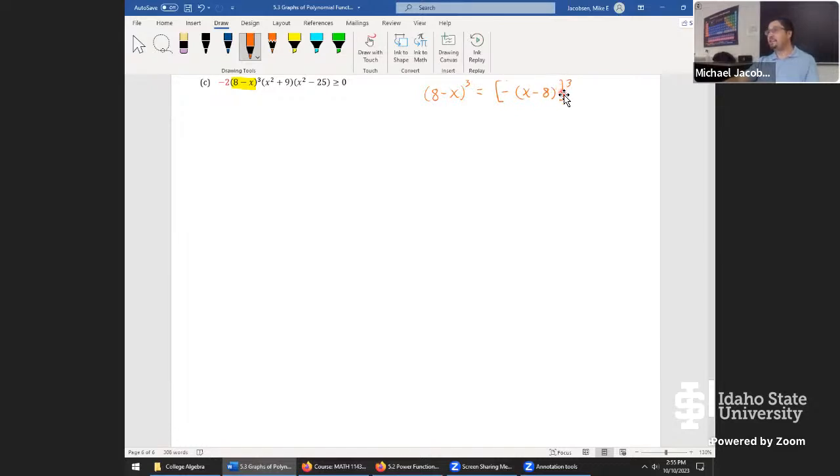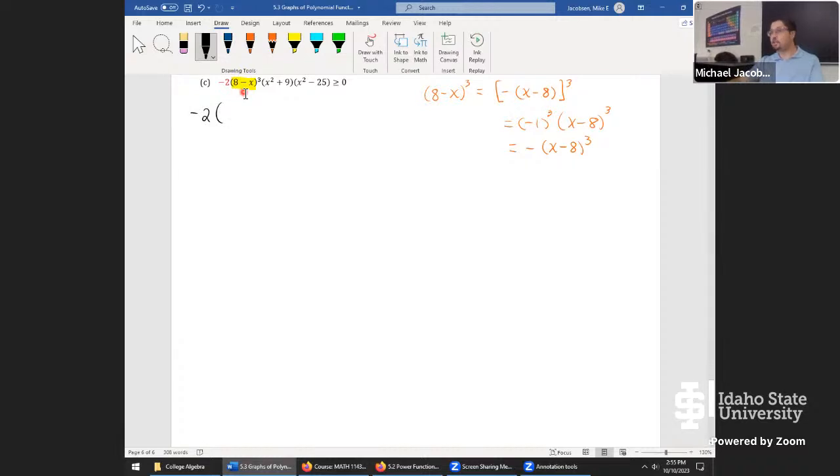Now the power of 3 distributes to both of the factors. This will turn into -1 to the power of 3, x minus 8 to the power of 3. -1 cubed is just -1 times -1 times -1, resulting in negative x minus 8 to the power of 3. But this is essentially the trick. If you want to put this as an x minus 8, an extra negative sign comes out. So our problem will turn into the -2 we threw in there.